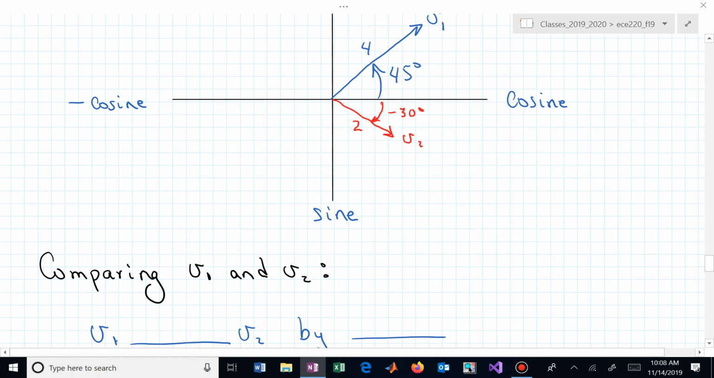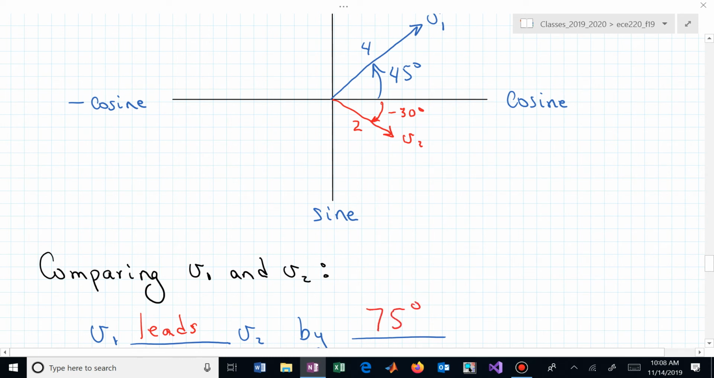V1 leads or lags V sub 2. Is it ahead of or behind? Is V1 ahead of relative to our counterclockwise rotation? Is it in front of or behind V sub 2? Is it leading or lagging? Leading. So V1 leads V sub 2 by how many degrees? What's the separation in angle? 75.